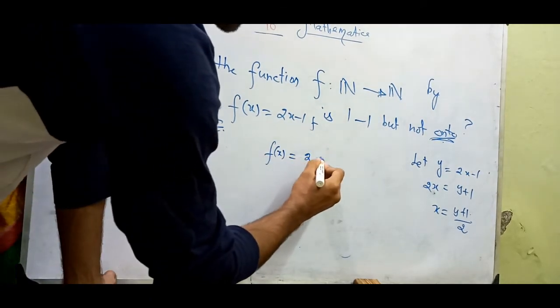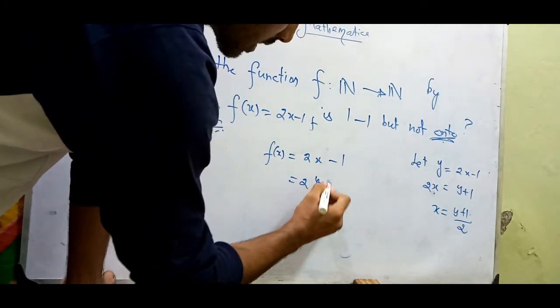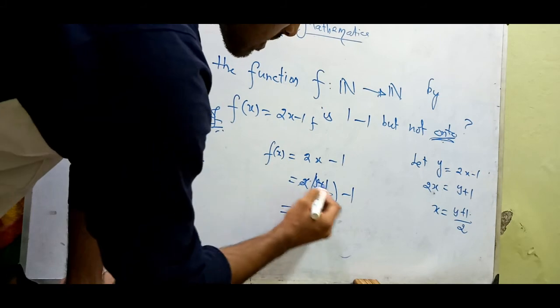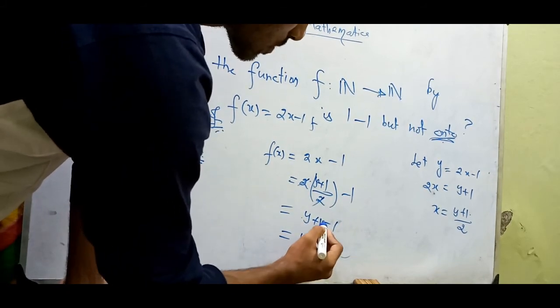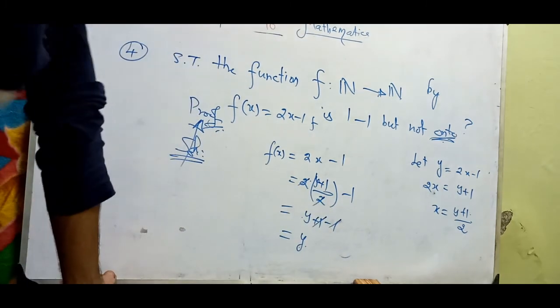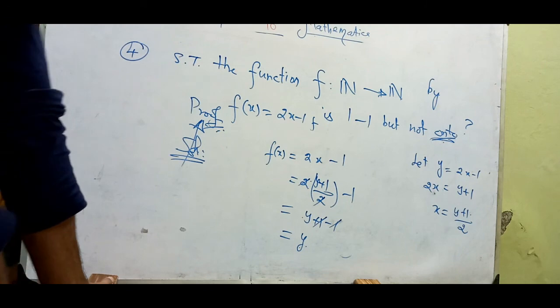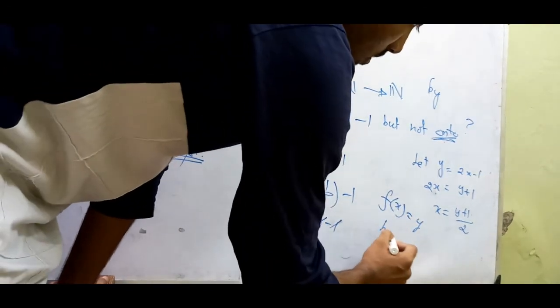f of x is equal to 2x minus 1. Just substitute the value of x. Just now we found x, so 2 times (y plus 1) by 2, minus 1, the 2 will get cancelled. So y plus 1 minus 1. Here plus 1 and minus 1 are cancelled. But here we got a y, okay. It shows that f of x equals y.